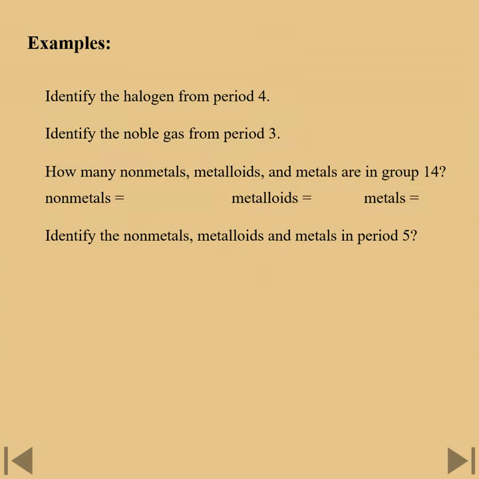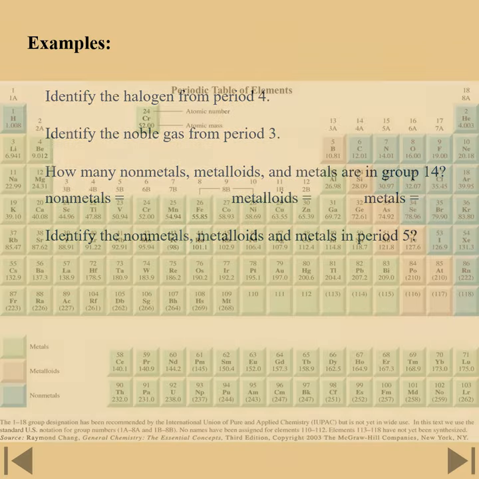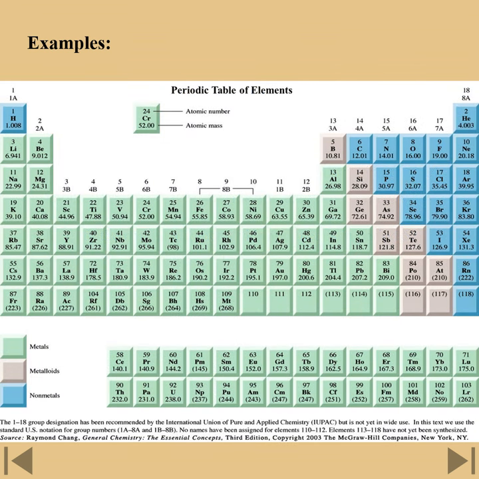And identify the nonmetals, metalloids, and metals in period 5. Well, period 5 begins with rubidium, and rubidium all the way through tin are our metals. Antimony, that's Sb, and tellurium are our metalloids, and then iodine and xenon are our nonmetals.